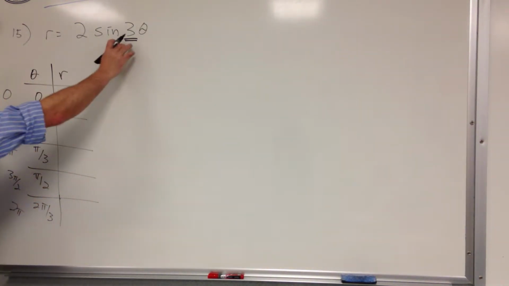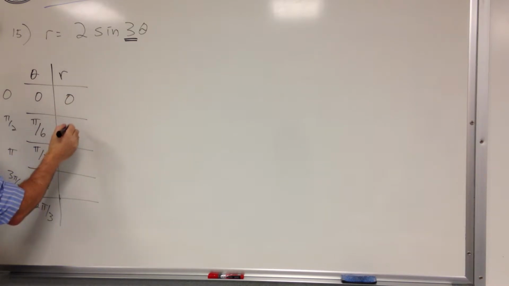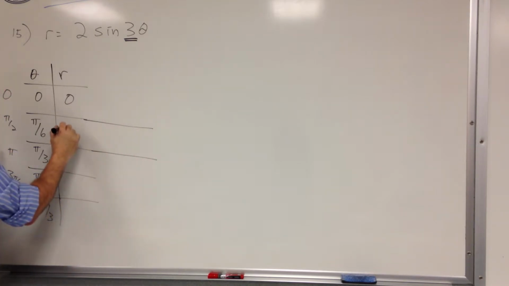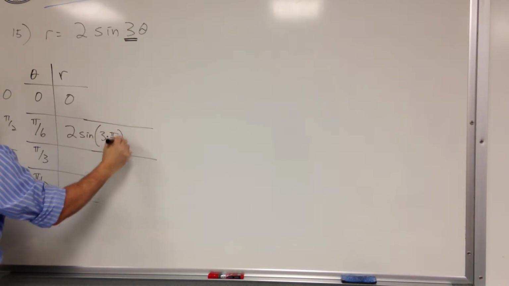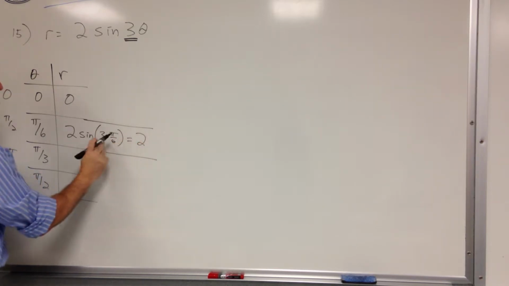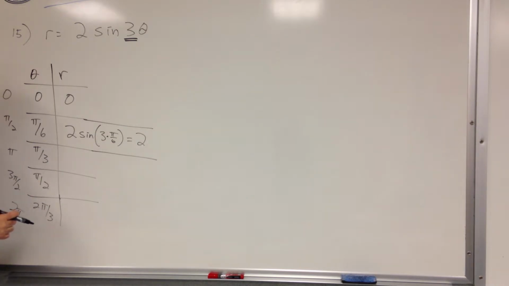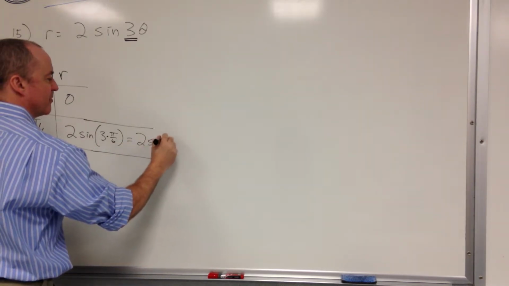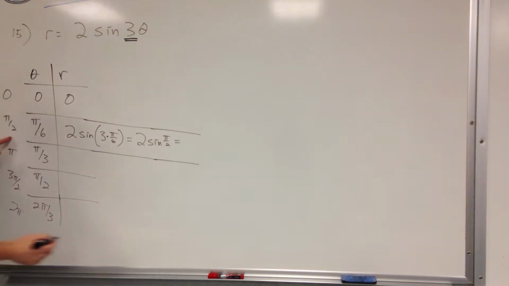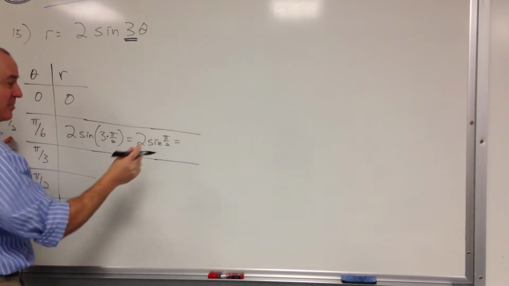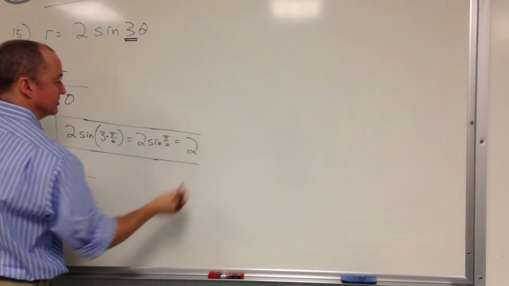Sine of 0, 3 times 0 is 0. For pi over 6, I'll show that on this one. If we put pi over 6 in for theta, what's 3 times pi over 6? Pi over 2. Okay, Diego knows this. I need to hear some voices other than his, though. So this is 2 sine pi over 2. Someone other than Diego, what's the sine of pi over 2? Sine of pi over 2 is 1, times 2, gets me 2.